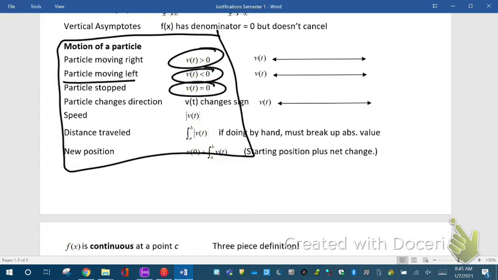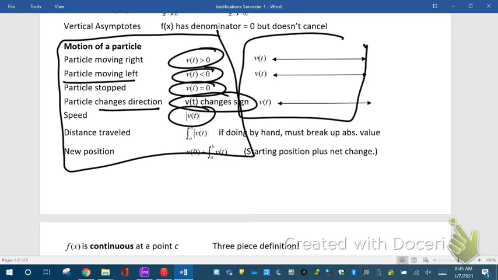Velocity is 0. If they say, when does the particle change directions? Velocity is 0, but you have to state it changes signs, okay? And speed is the absolute value of velocity. Anything where you're concerned about the sign, whether it's positive or negative, you're going to use a sign chart. All right, now let me make up an example.